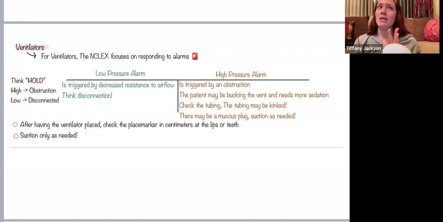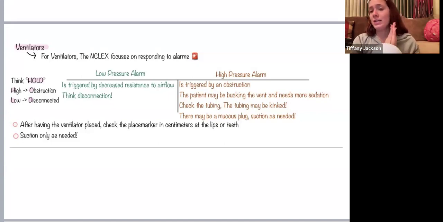So the patient might be bucking the vent. They might be kind of clamping down on the vent. They might need a little bit more sedation. The tubing might be kinked. Always check your tubing for kinks first. Or there might be a mucus plug. Therefore, we are going to suction as needed.